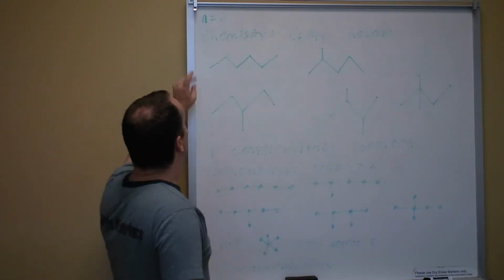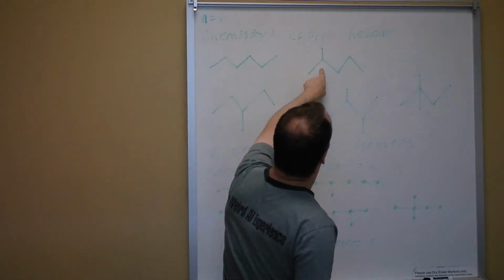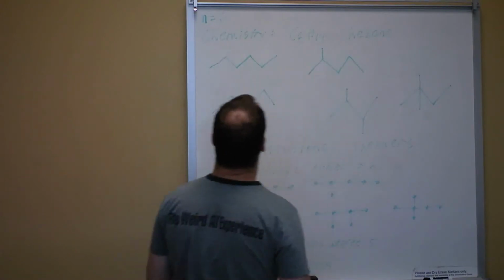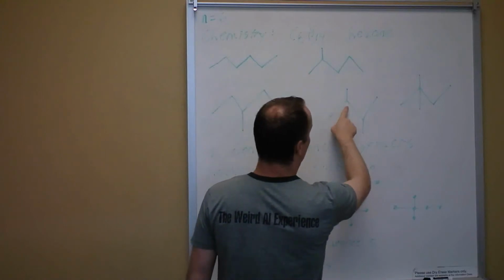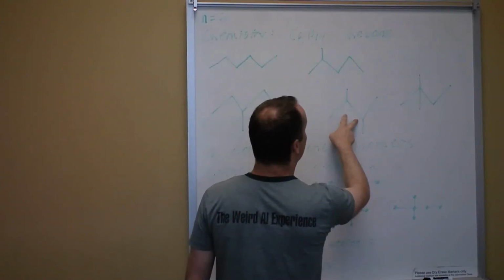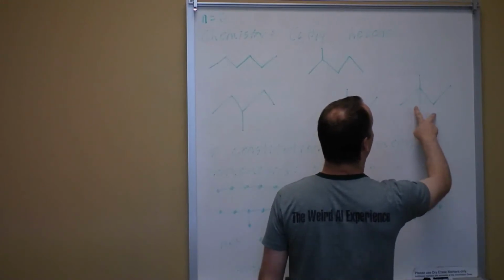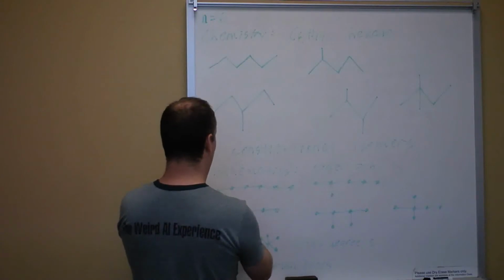So here, we call this one just n-pentane. This one would be 2-methyl, no, this one is hexane. This would be 2-methylpentane. This would be 3-methylpentane. This would be 2,3-dimethylbutane. And then this would be 2,2-dimethylbutane.